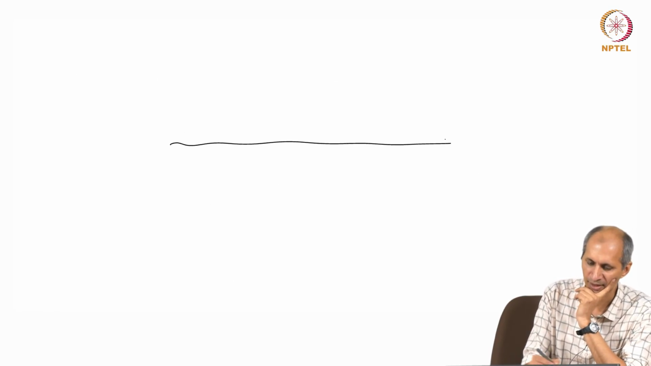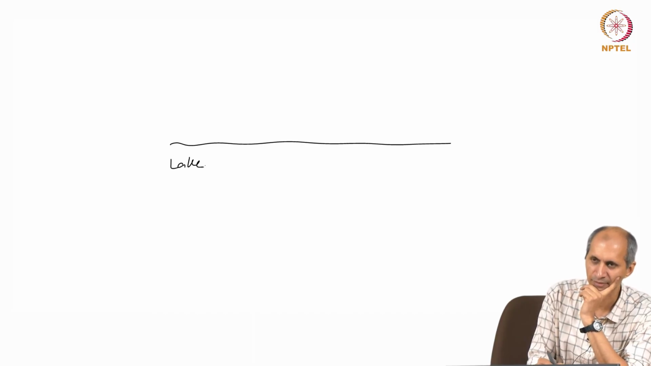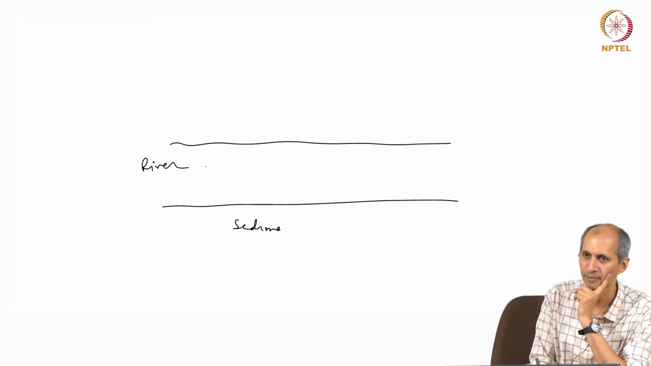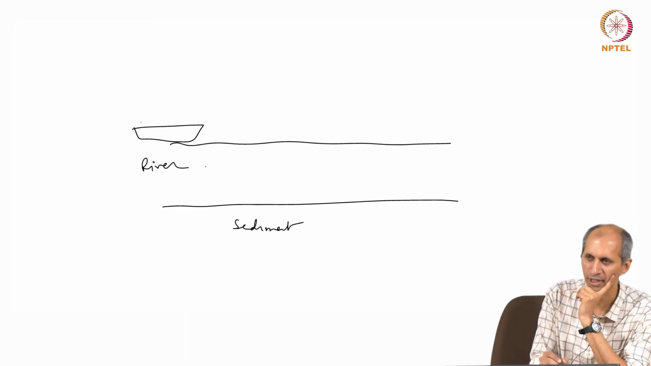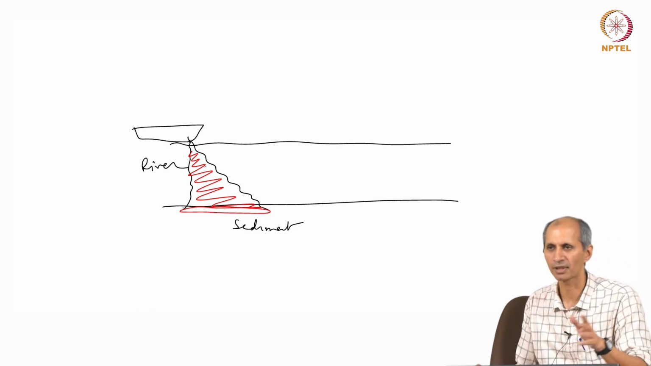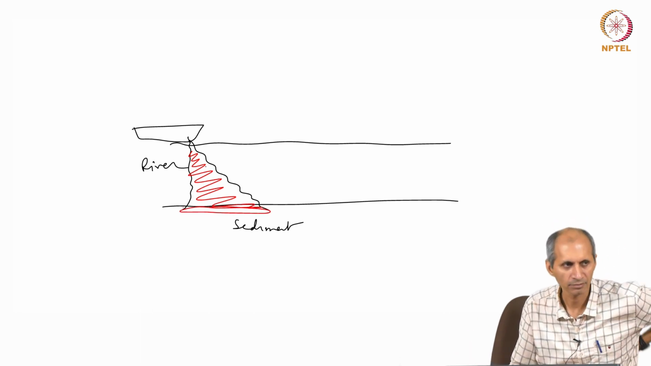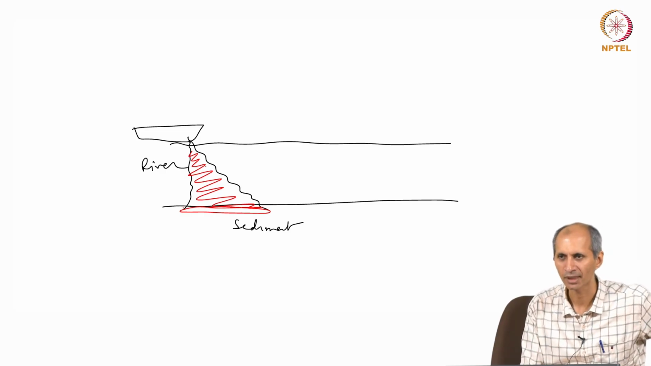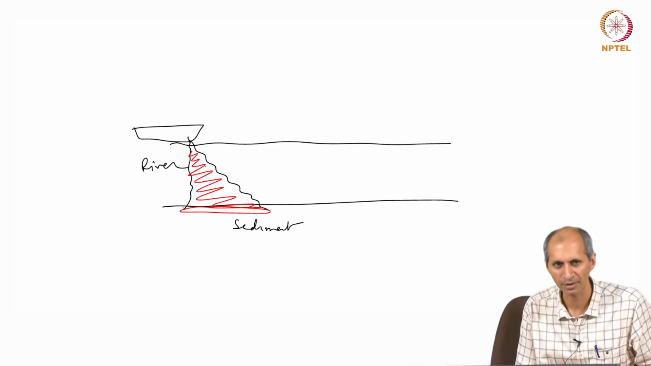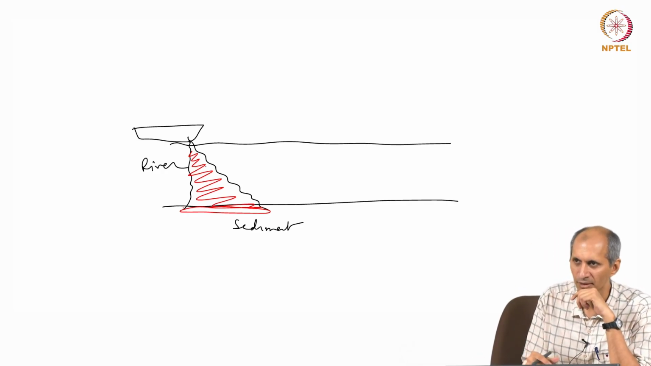Suppose I have a river, say a lake, I will take a river, it is even more complicated. Then I have sediment. Somebody, there is a boat carrying chemical, this barge dumps a large amount of chemical into the water, say a ton, 1000 kilograms. This happens often, right. You have an oil spill, a tanker carrying oil breaks, and all the oil comes into the water.